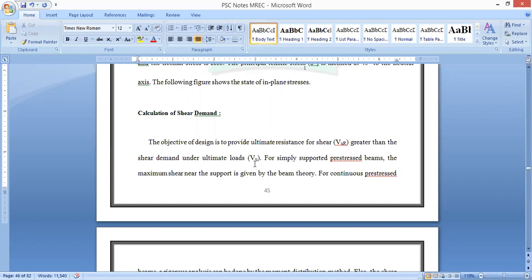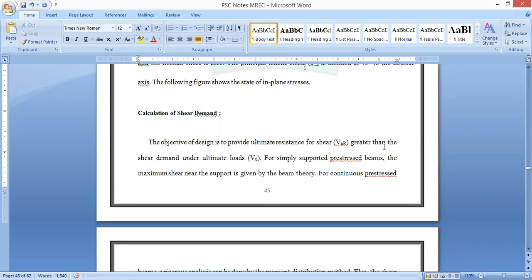Even at the center there will be stirrups, there will be shear reinforcement, but they will be more widely spaced. Towards the center the shear force will be very less, almost zero. The shear force at the center is zero. That's the reason why towards the center the spacing of the stirrups will be more. Towards the support the spacing of the stirrups will be less, and more stirrups will be provided.